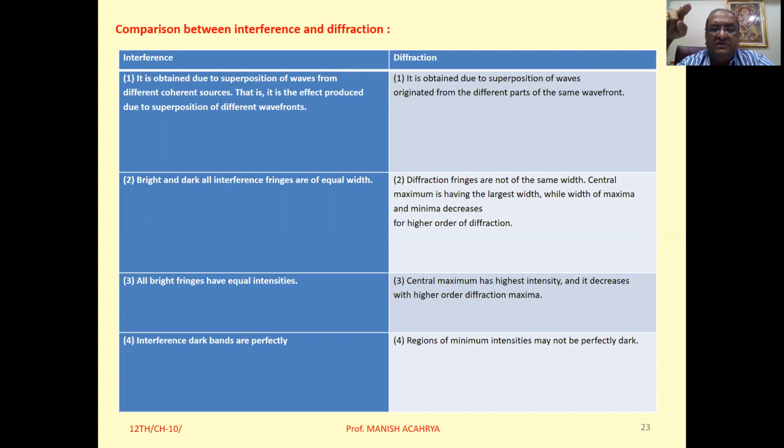But in diffraction pattern, central maxima is with maximum intensity, and then after for successive maximas, the intensity rapidly decreases. Okay. Now in interference pattern, we observe the dark bands which are perfectly dark. But here in diffraction pattern, the dark bands, the minimas are not perfectly dark. So these are the differences in interference and diffraction. Clear to all of you?